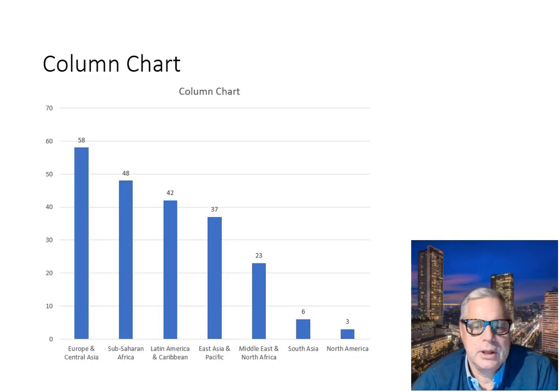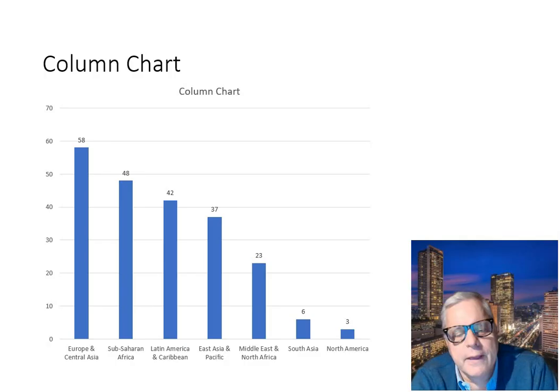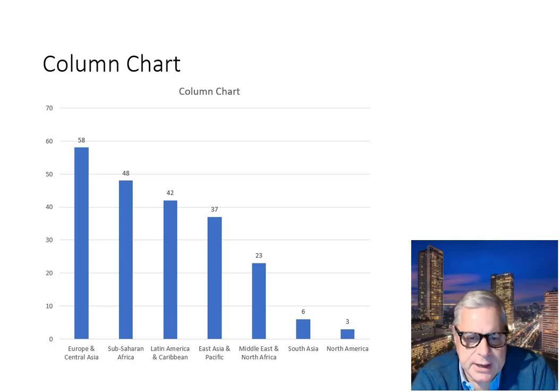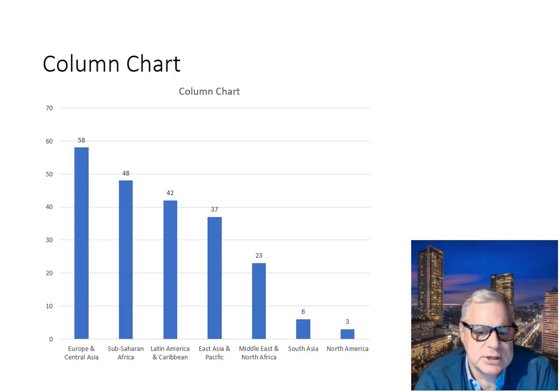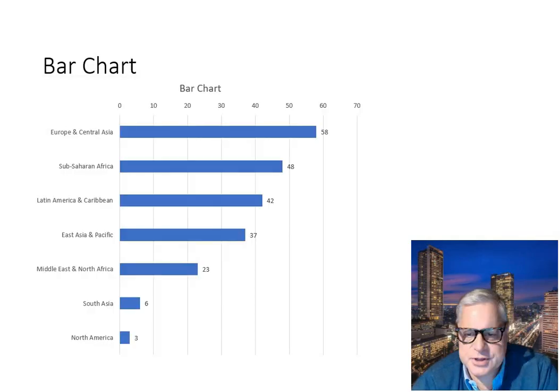Then we looked at a column chart, and what's important in a column chart is that by default, or not by default, it's not a law, but it's a good practice to display data from highest to lowest frequency, and that is what we did for the frequencies within the categories of regions. So among the 217 countries, there were 58 in Europe and Central Asia and 48 in Sub-Saharan Africa, and so on. Then we did the same thing in a bar chart.